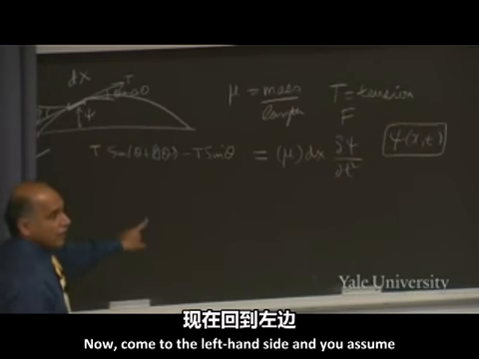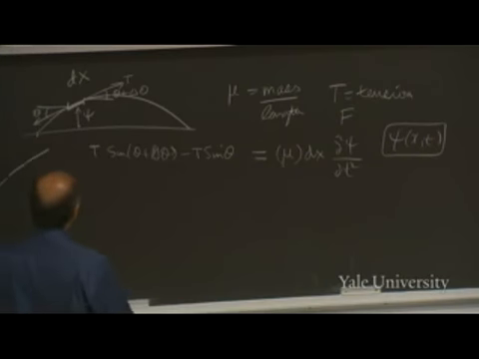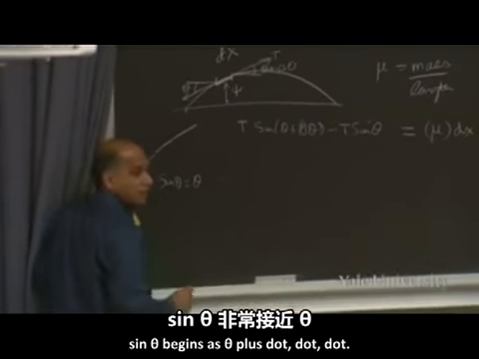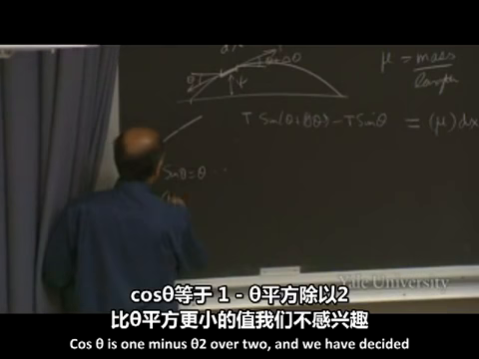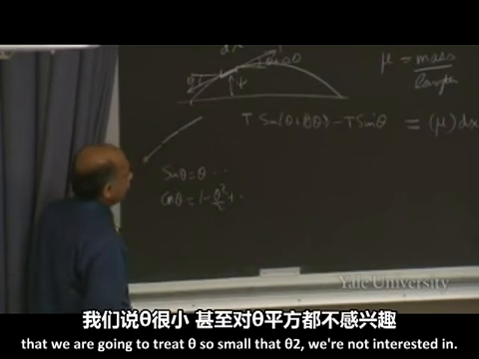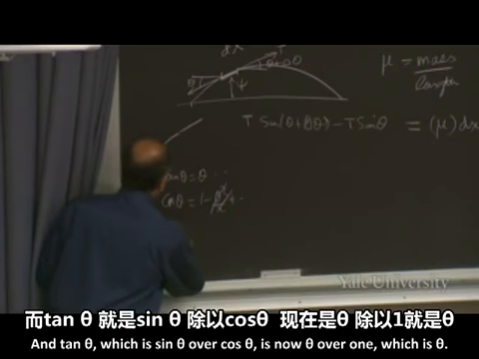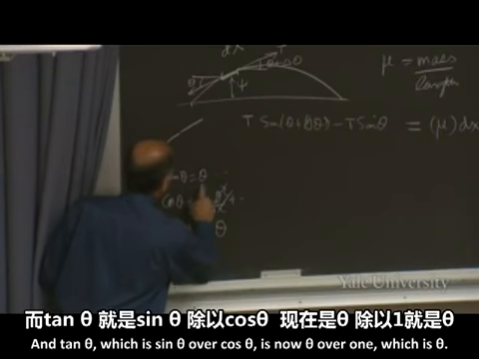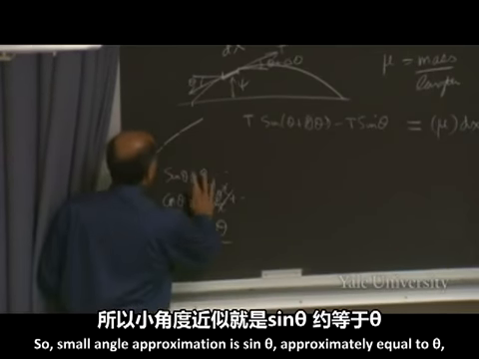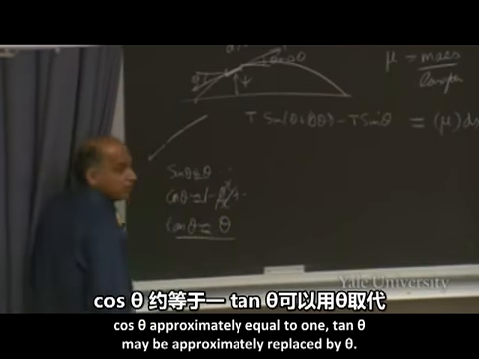Now come to the left-hand side, and you assume the angles involved are very small. I remind you of the following identity. Sine theta begins as theta plus dot dot dot. You remember the series I wrote for you. Cosine theta is 1 minus theta squared over 2. And we have decided that we are going to treat theta as so small that theta squared we are not interested in. And tan theta, which is sine theta over cosine theta, is now theta over 1, which is theta. So small angle approximation is sine theta approximately equal to theta, cosine theta approximately equal to 1, tan theta may be approximately replaced by theta.